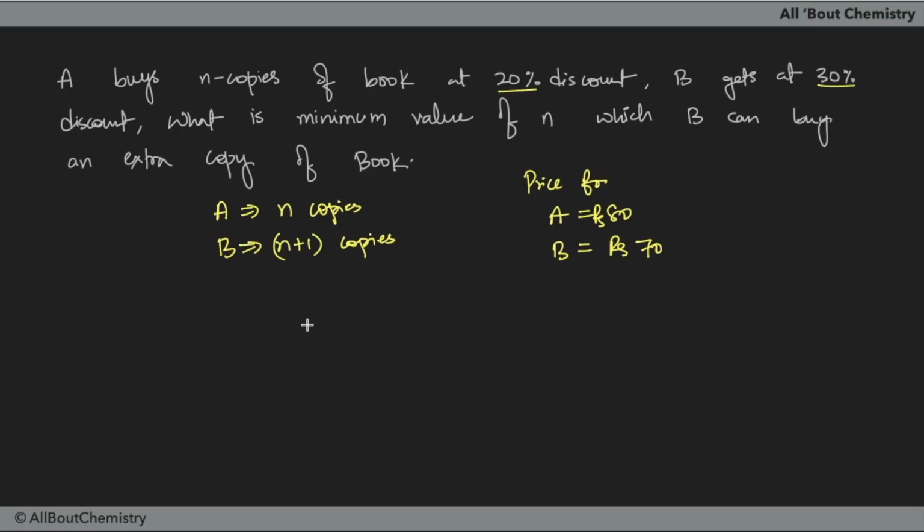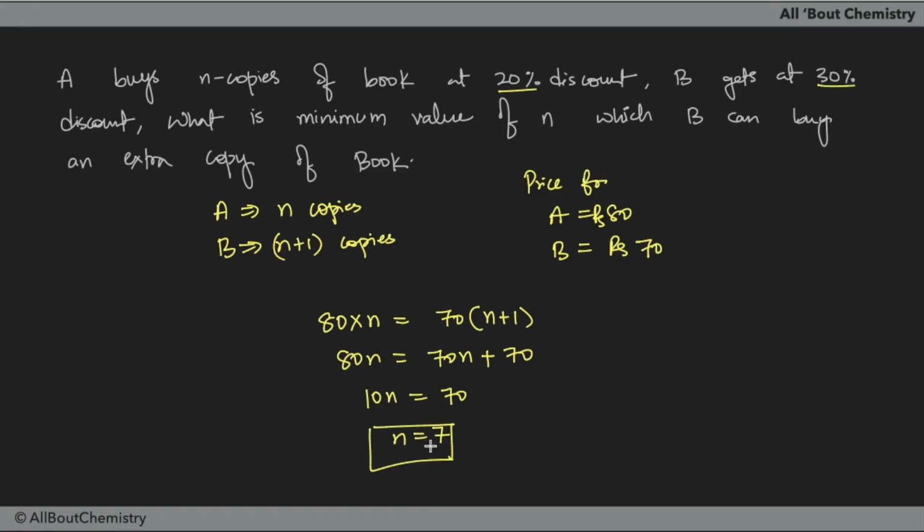Now in order to find the number of items, since both of them are spending the same money, you have to multiply the price of one item by the number of copies. So for A, 80 into n should be equal to 70 into n plus 1. You have to solve this. So this will be 80n equals 70n plus 70, and if you take this to this side, it will become 10n equals 70, and n will become 7.